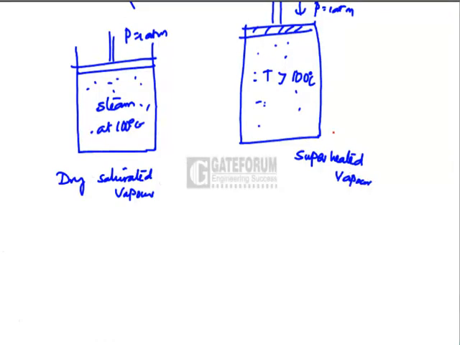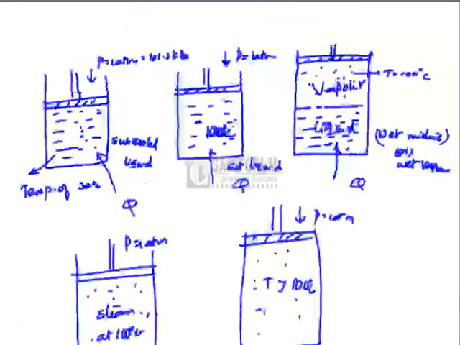Here the pure substance water is heated from 30 degrees centigrade till it becomes superheated vapor at a constant pressure of 1 atmosphere. Now I shall define the 5 states.